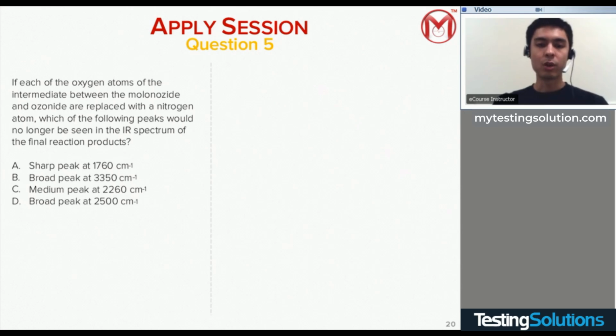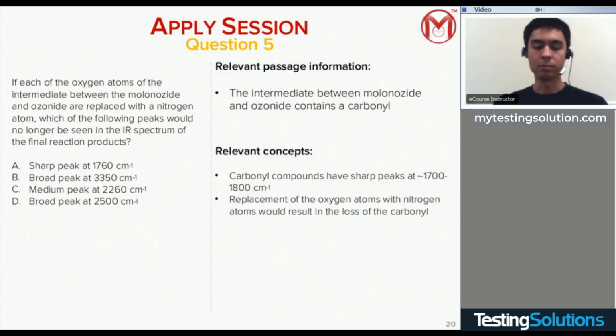All right, so what do we expect to see if each of these oxygen atoms of the intermediate between the malonazide and the ozonide are replaced with a nitrogen atom, which peaks would no longer be seen in the IR spectrum? Okay, so if we think about what that means, if we look at those molecules, you pull out the oxygen, just replace it with a nitrogen atom.